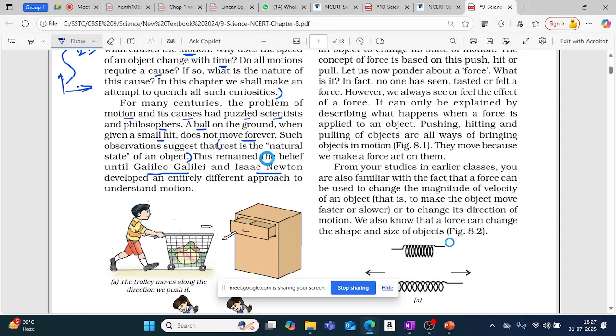Wherever you lost marks, you redo the questions. So you have to remove the speed.